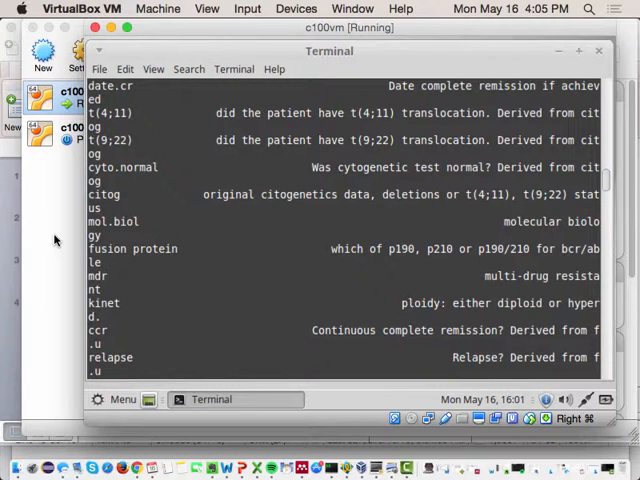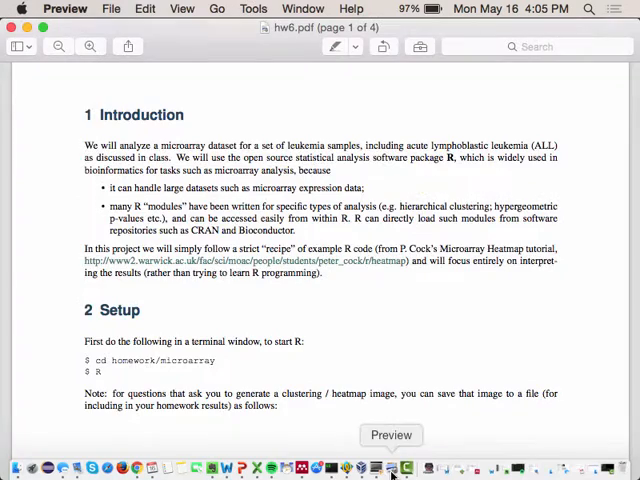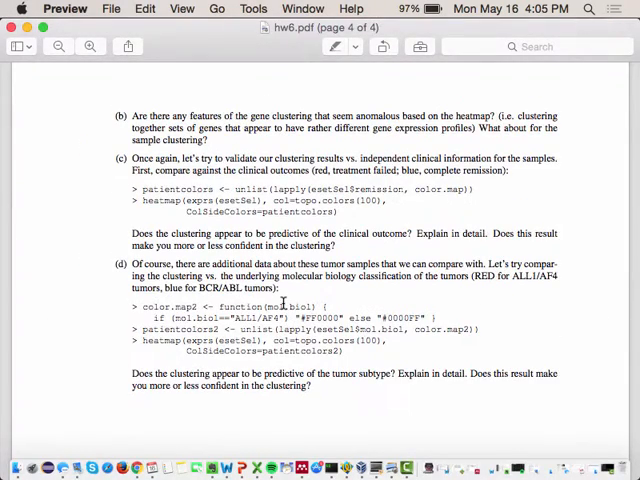Yes. How do we know which one is like BCR versus like ALL1 or something? Part of the code, I think the last bit, is when you actually get into that.